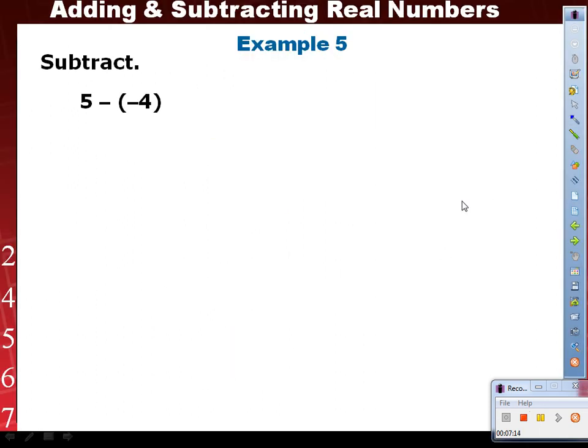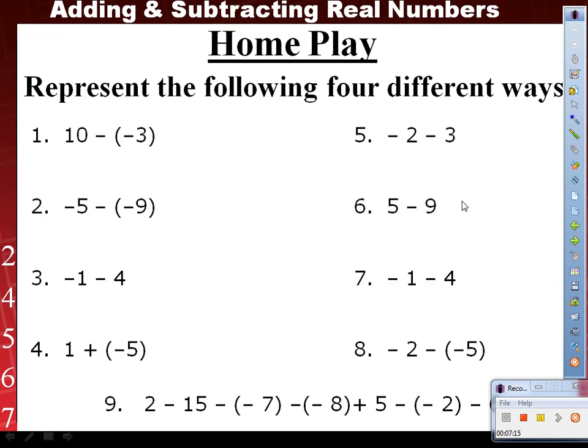So the home play for tonight, once again, I want you to change all the subtractions to addition using the additive inverse. And number 9, you don't have to show me in 4 different ways. That one you just do straight through.